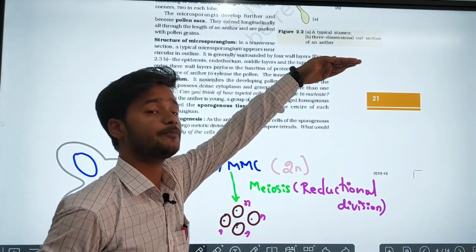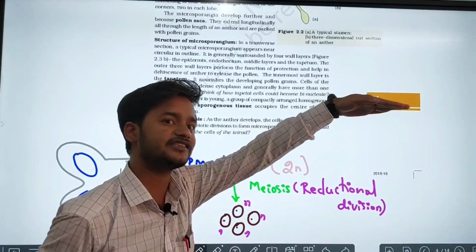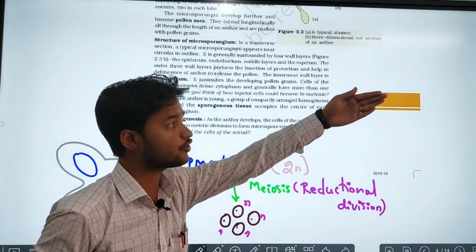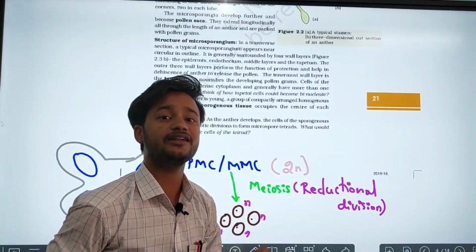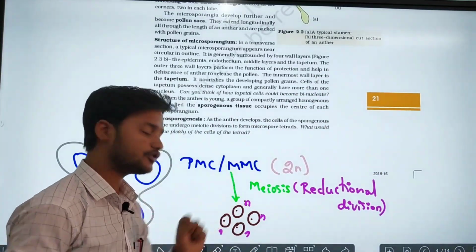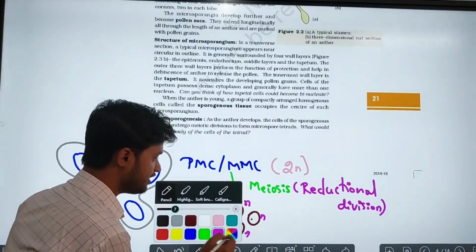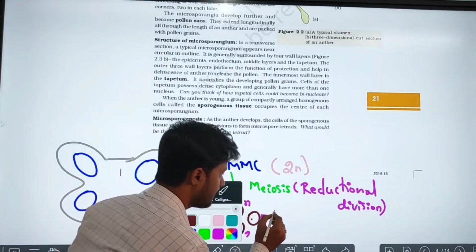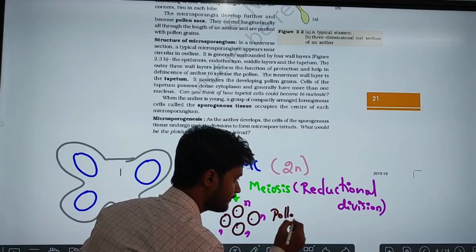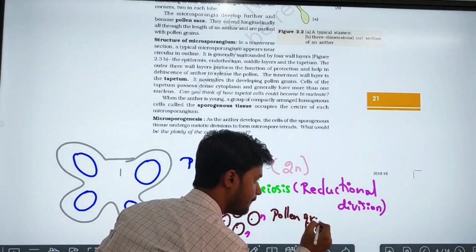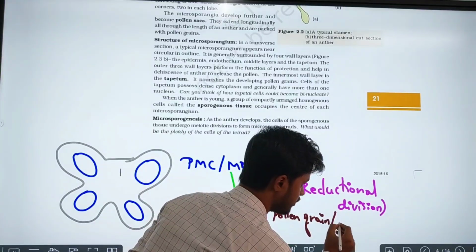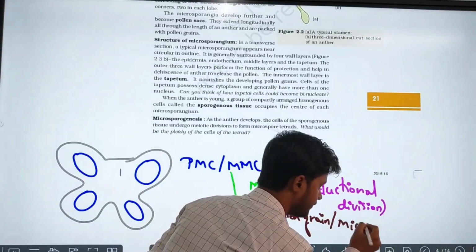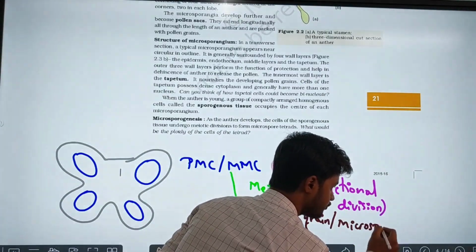The diploid microspore mother cell undergoes meiosis. Meiosis means reductional cell division. The chromosome number gets reduced to half to produce the haploid pollen grains or haploid microspores. Another name for the pollen grain is the microspore.